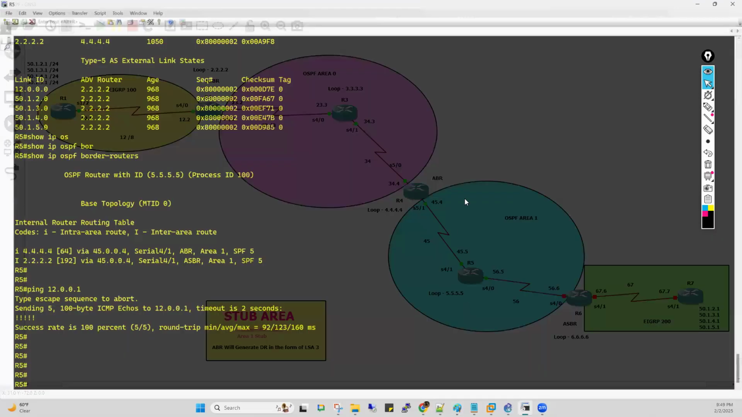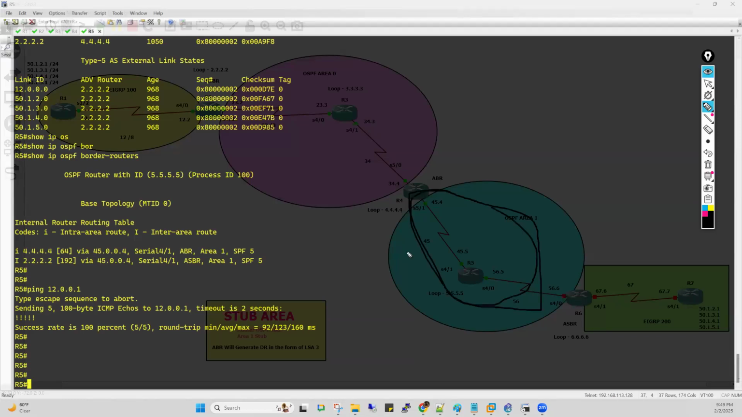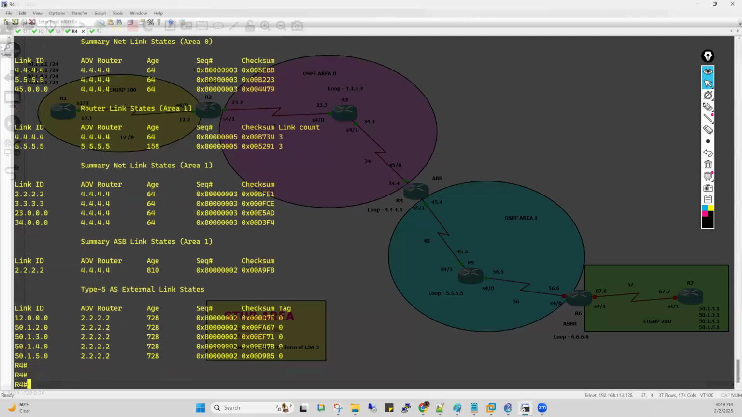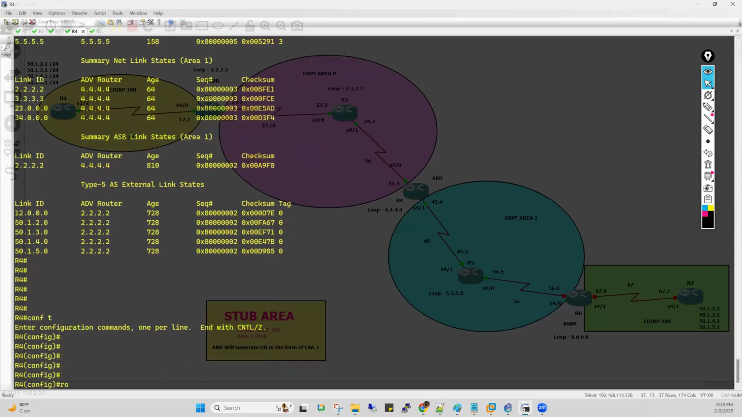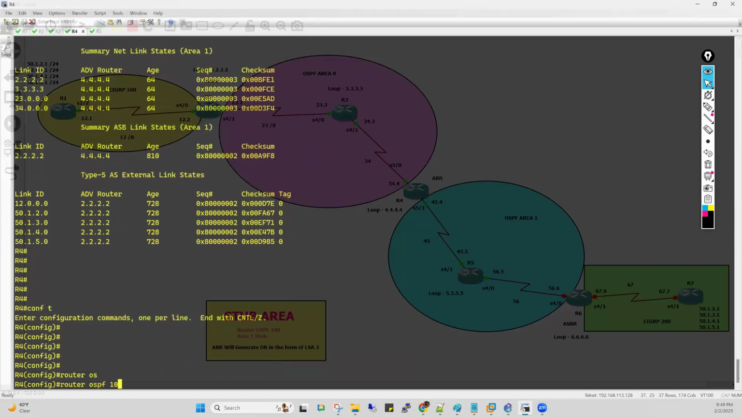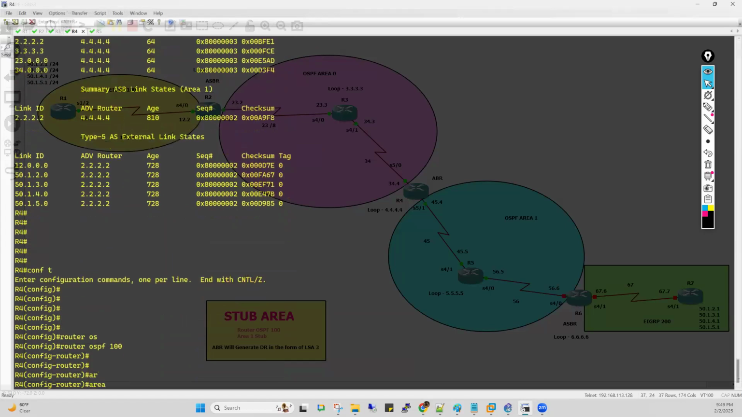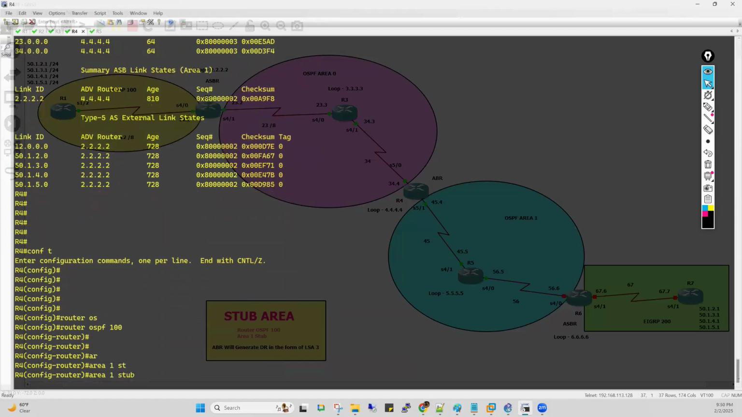Come to R4, because here we are going to configure the stub area, guys. Yes or no? Okay, so come on R4. On R4 I am writing router OSPF 100, we are using it. I am writing area 1. I am making area 1 a stub area. So I write area 1 and the command is stub.